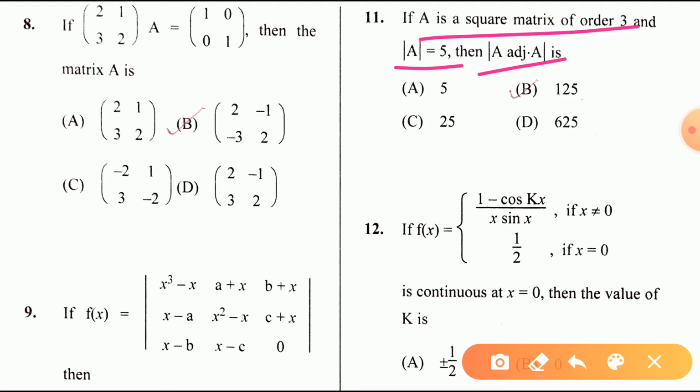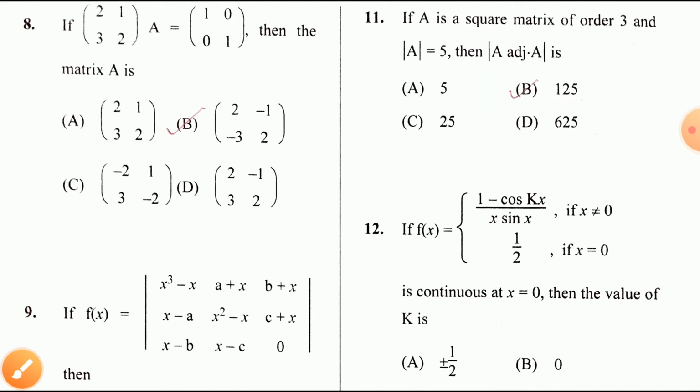The determinant of adjoint of A is equal to determinant of A raised to n minus 1, where n is the order. Then put n equal to 3. 5 into 5 square is 125 into 5 is equal to 125. Therefore, the right choice of this question is B, that is 125.